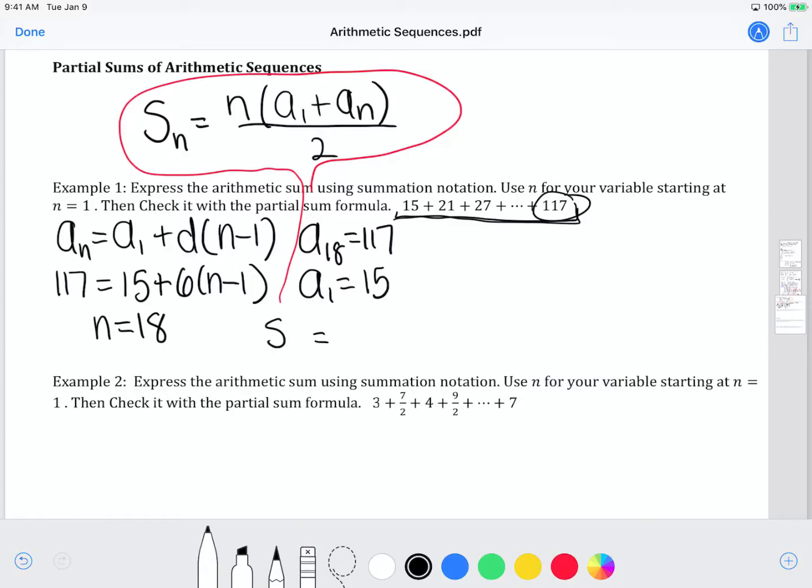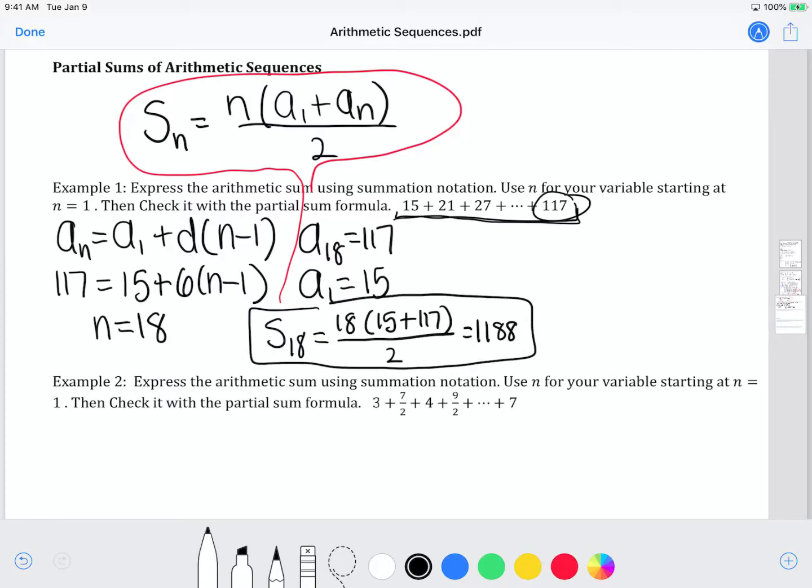So actually, let me change this to 18. I want to find the sum of the first 18 terms. So n is 18. I'm going to multiply that by the sum of the first term and the 18th term. So I'm going to take 15 plus 117 in parentheses and divide that by 2. When I do that, I'm going to get 1,188. So here's the sum of the first 18 terms using the partial sum formula above.